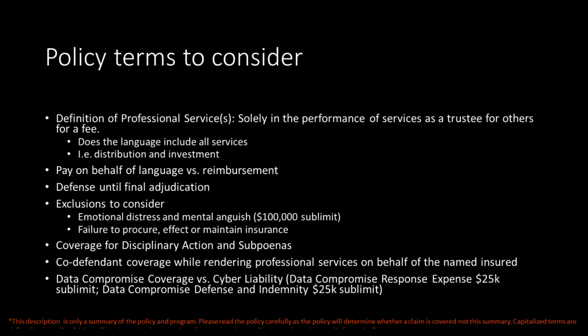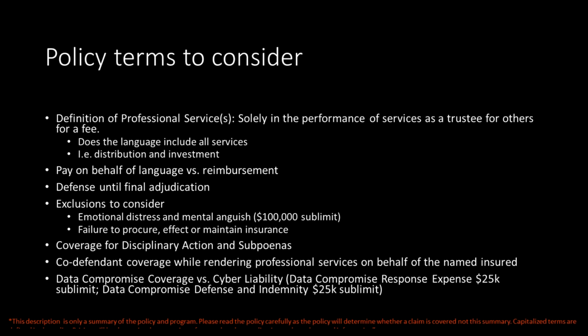A couple of exclusions that we've been able to amend: emotional distress and mental anguish. That could be something that a beneficiary alleges in a claim, so we've been able to get a $100,000 sublimit. One that I find really interesting is that every single policy I've seen up until now has a failure to procure, affect, or maintain insurance exclusion. As I've explained to the underwriter, especially if you're handling real estate or other business assets and you're the trustee and it's your responsibility to make sure those assets are protected, it's probably your responsibility to get insurance as well. So we've been able to get that exclusion deleted.